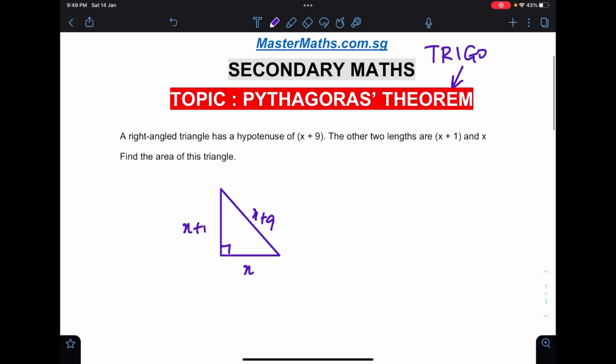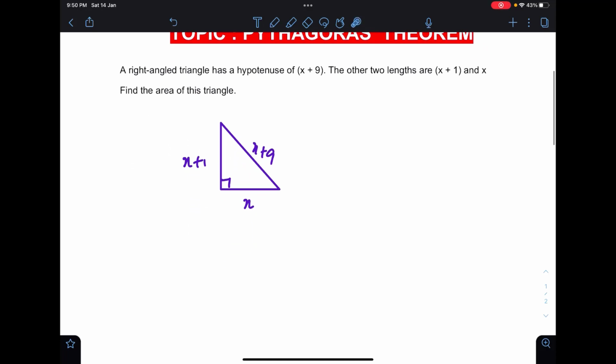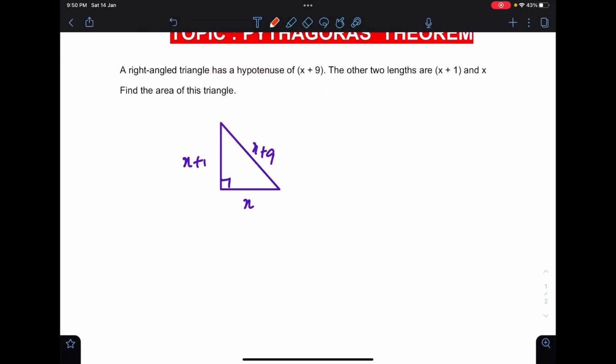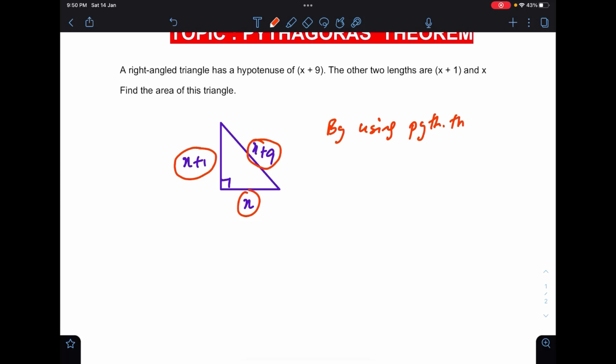To find the area of this triangle, you need to know what's x, right? Because you need to know what's the base, and from there you'll be able to find the height as well, because it's just plus 1. Okay, so how do you link? The question is, how do you link up these three lengths? That's where Pythagoras theorem comes in. By using the Pythagoras theorem.